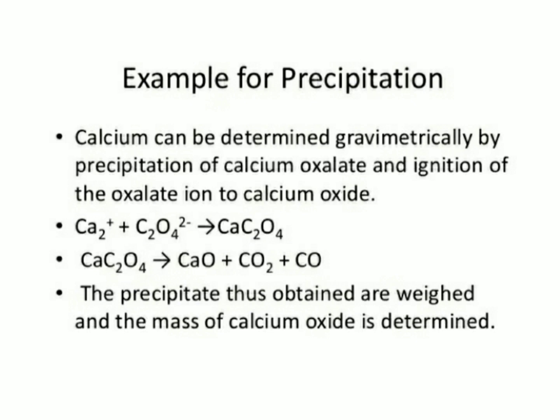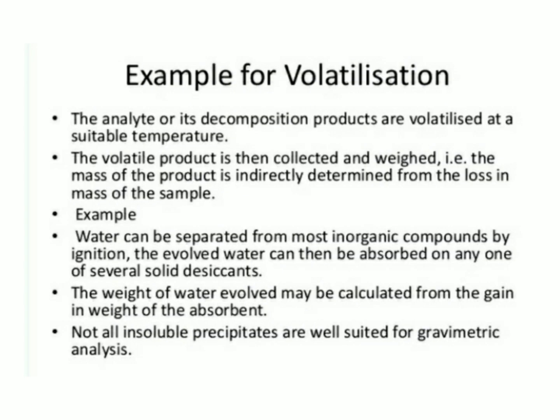Example for precipitation: calcium can be determined gravimetrically by precipitation of calcium oxalate and ignition of the oxalate ion to calcium oxide. Ca2+ + C2O4 2-, CaC2O4. CaC2O4 gives CaO + CO2 + CO. The precipitate thus obtained is weighed and the mass of calcium oxide is determined.